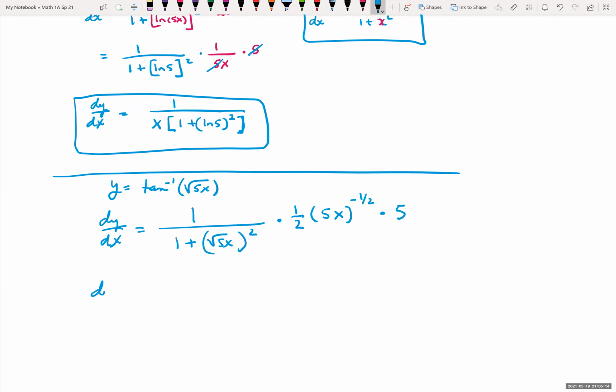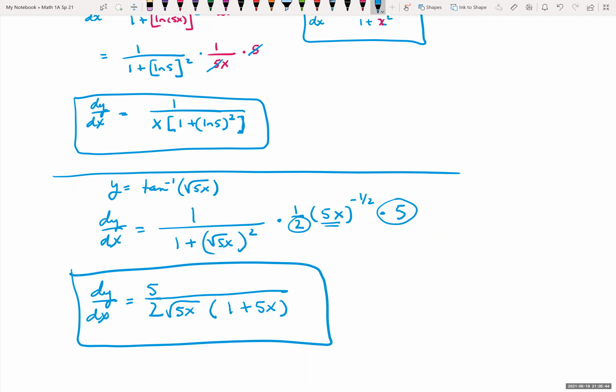So cleaning it up a little bit, we have really a 5/2 here. And here we have the square root of 5x in the denominator, all times this 1 plus square root of 5x quantity squared, which is just 5x.